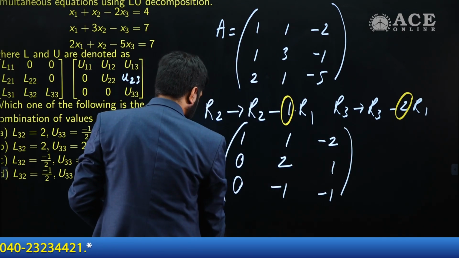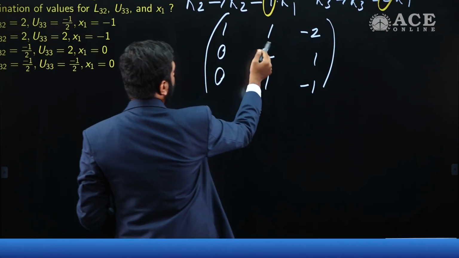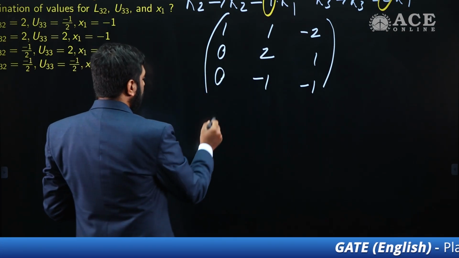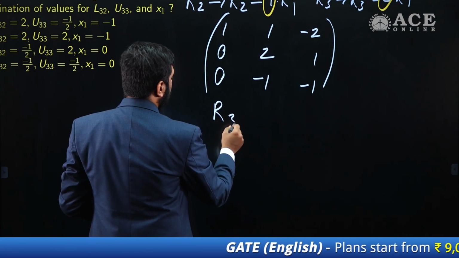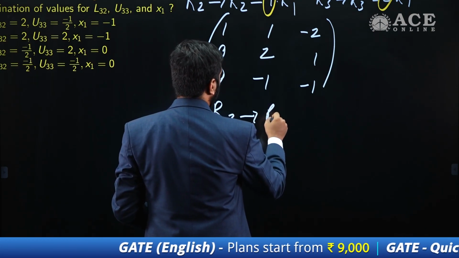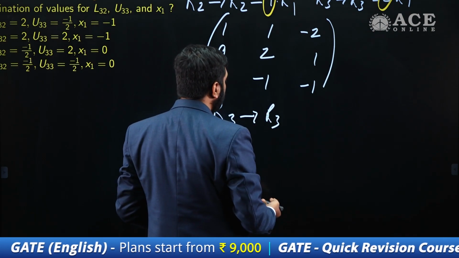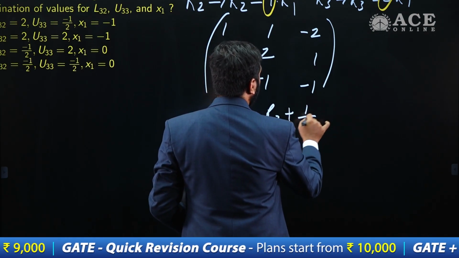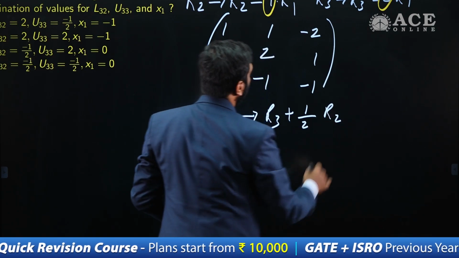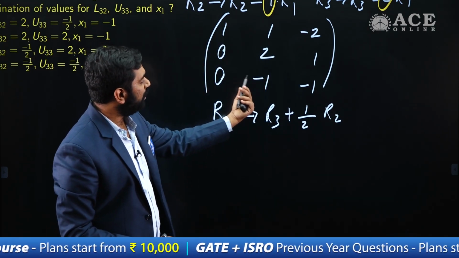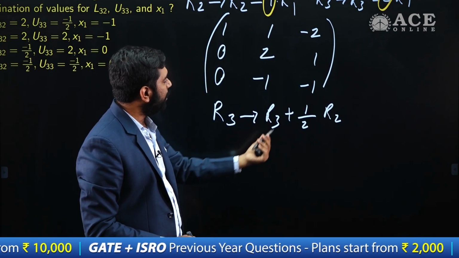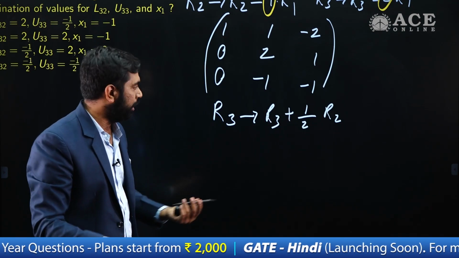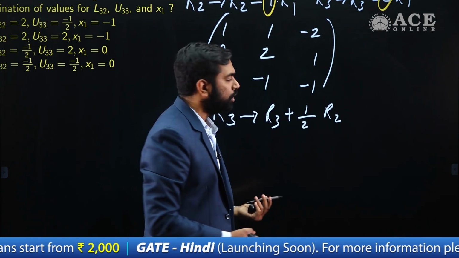So what next? The next thing is, using this element, I'll make this 0, right. For this, I'll write R3 is replaced with R3 plus 1 by 2 times R2. Okay, so with this, will this element really become 0? Yes, it's minus 1 plus 1 by 2 times 2. What is 1 by 2 times 2? It's 1. So it's minus 1 plus 1, which is obviously 0.